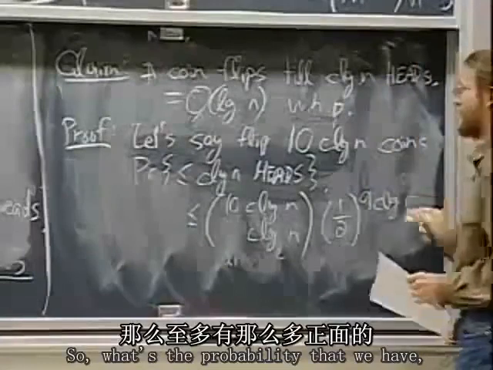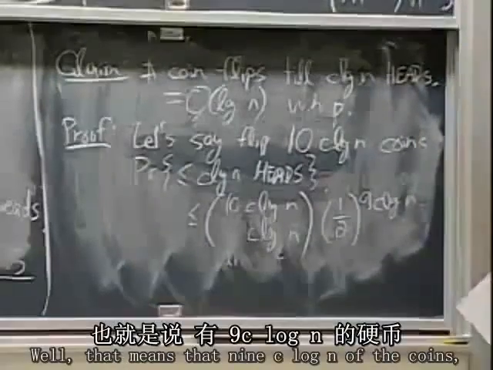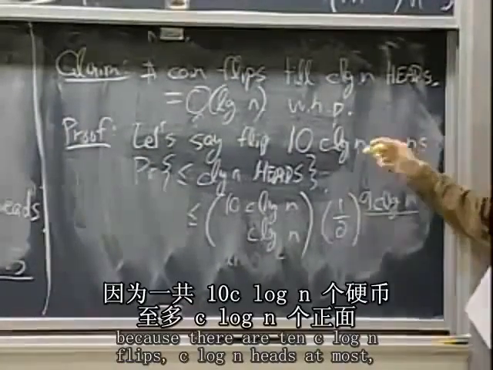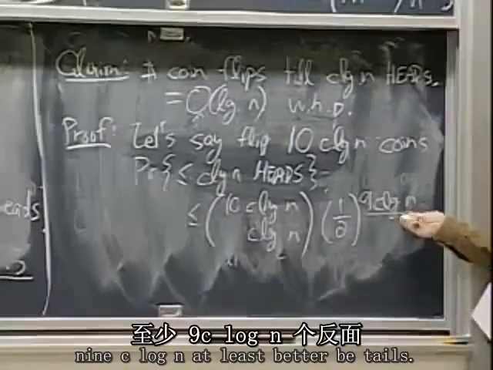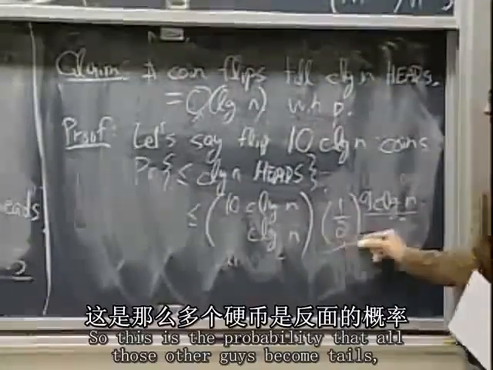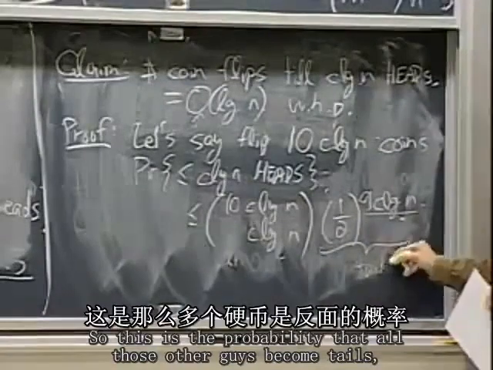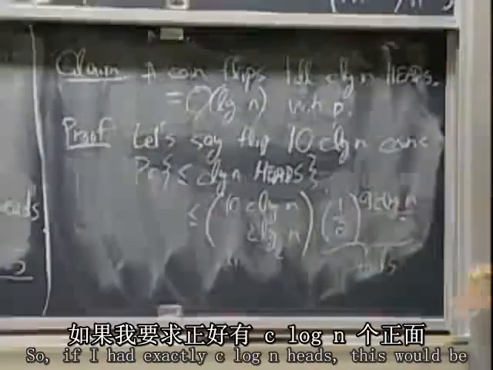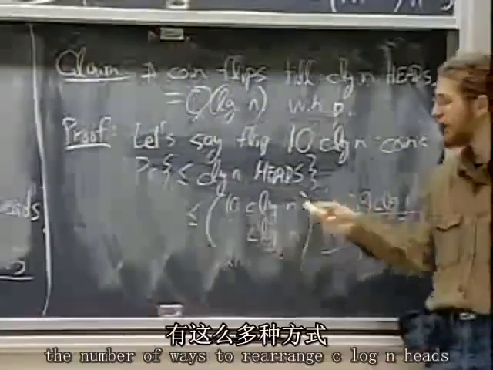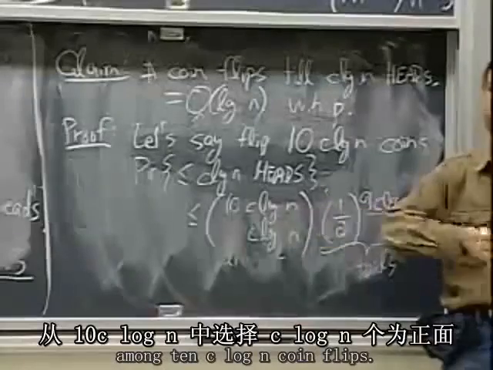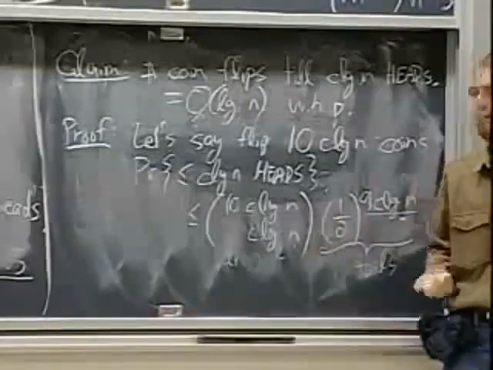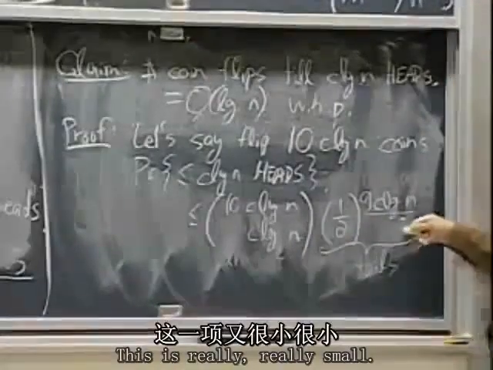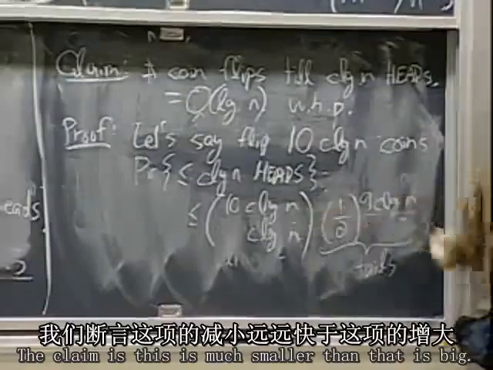So what's the probability that we have at most this many heads? Well, that means that 9 C log n of the coins, because there are 10 C log n flips, C log n heads at most, 9 C log n at least better be tails. So this is the probability that all those other guys become tails, which is already pretty small. And then there's this permutation thing. So if you had exactly C log n heads, this would be the number of ways to rearrange C log n heads among 10 C log n coin flips. Okay, that's just the number of permutations. So this is a bit big, which is kind of annoying. This is really, really small. Claim is this is much smaller than that is big.